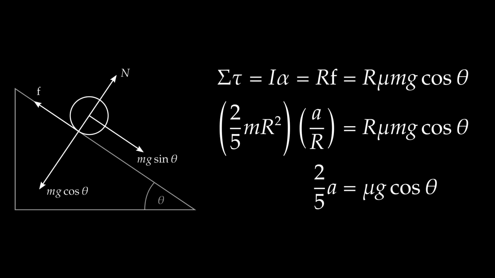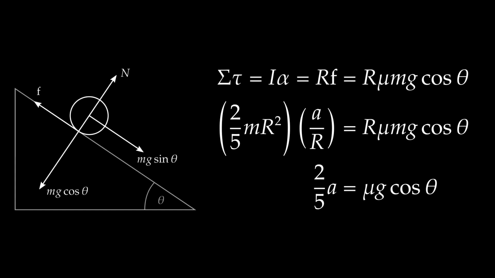So when I write the net torque, it is the force of friction. Now the force of friction is mu times the normal force, which is mu times mg cosine theta. That is the force of friction. Would you not need to make that negative?